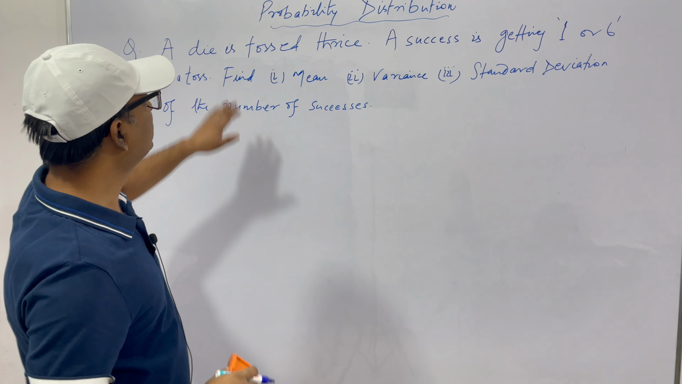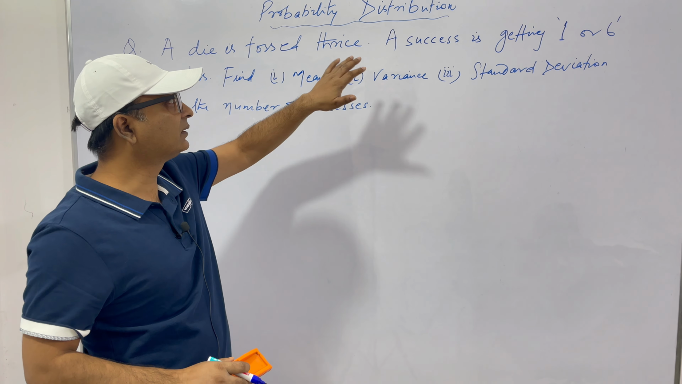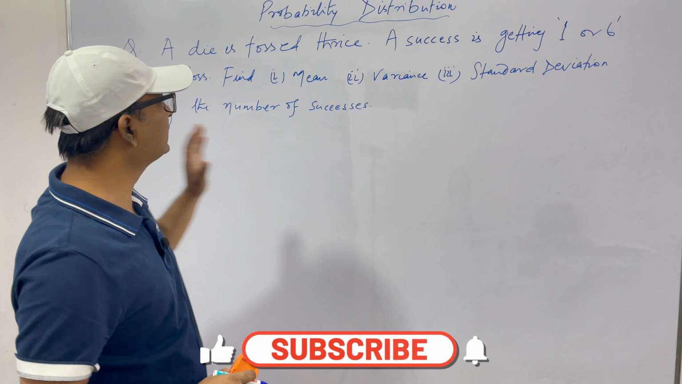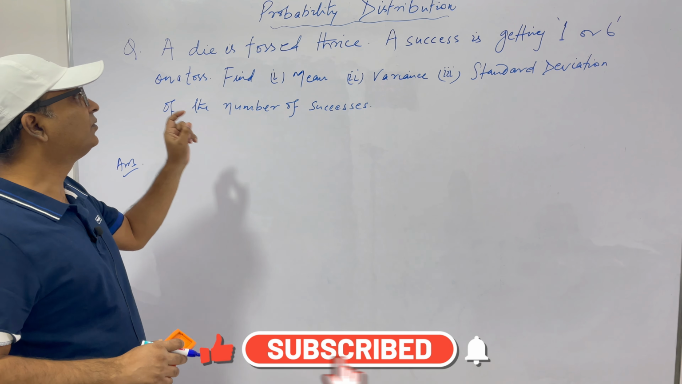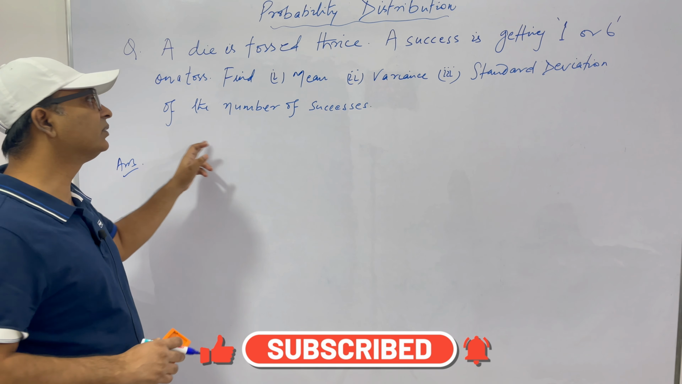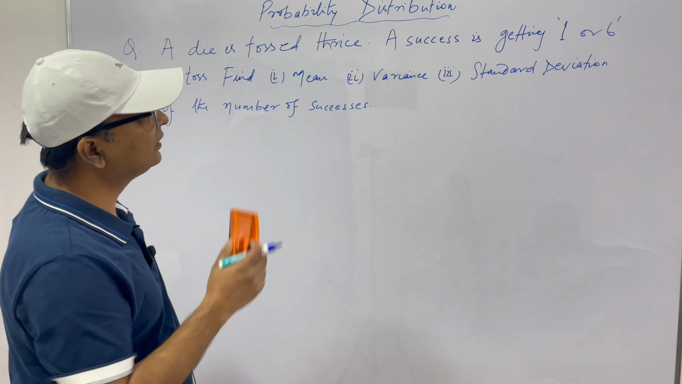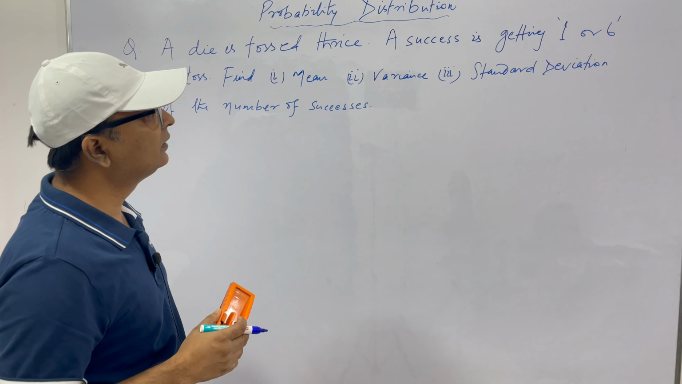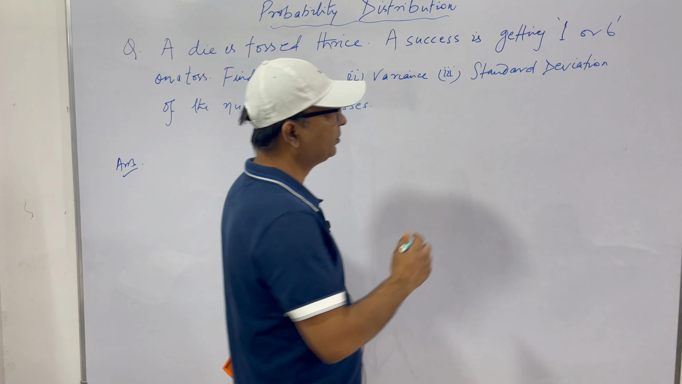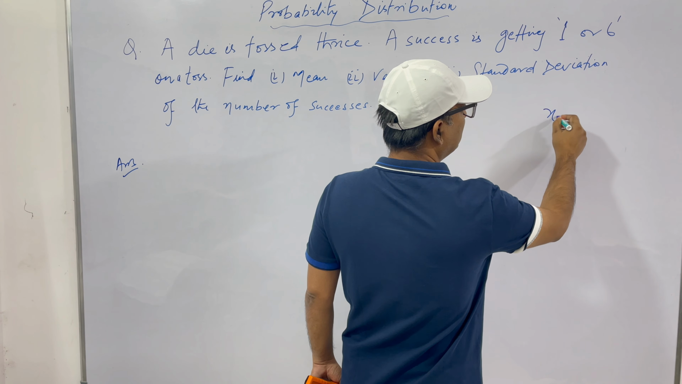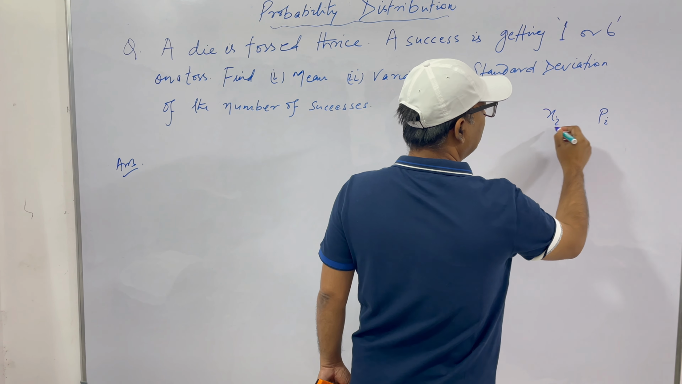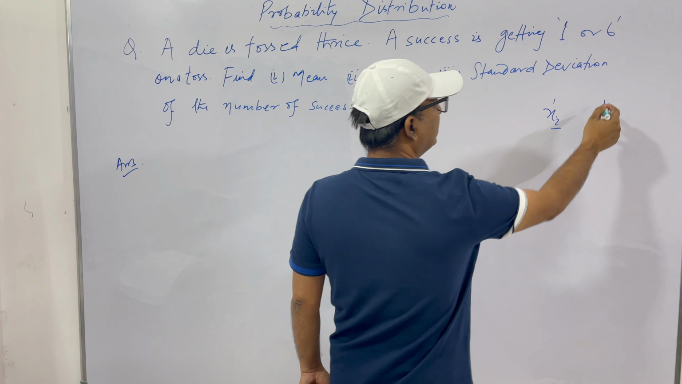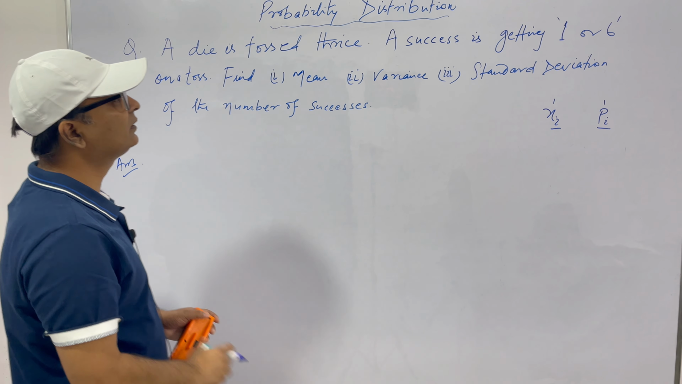See, the question is, a die is tossed thrice. A success is getting 1 or 6 on a toss. Find the mean, variance and standard deviation of the number of successes. How will we get the probability distribution? For the discrete probability distribution, we need two things. First is xi and second is pi. This is the variate and this is the probability associated with the variate.